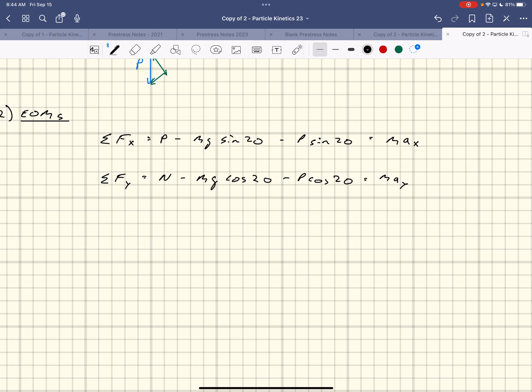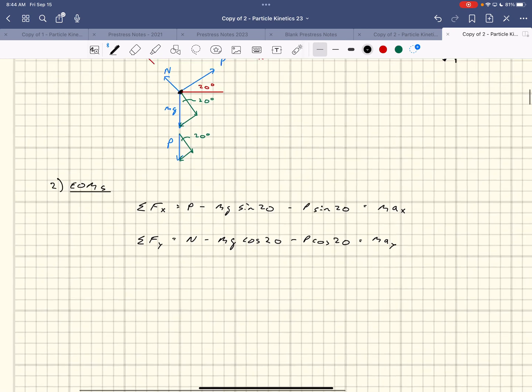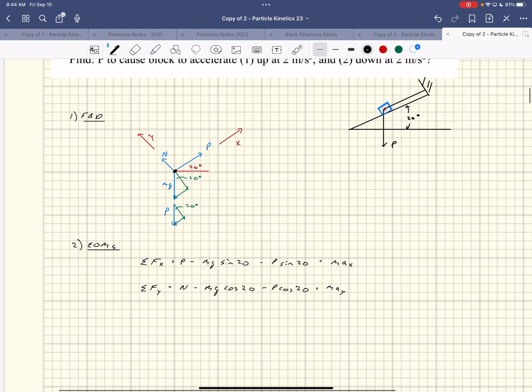N minus mg cosine 20 minus P cosine 20 equals m a y. Oh, yeah, and actually, what's interesting? What is the acceleration in the y direction? 0, right? It's not going to fly off. When we pull that thing, it isn't going to fly off in the y direction, right? It's not going to accelerate in the y direction.